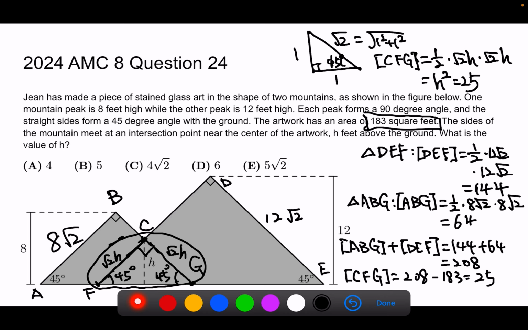Now, which number squared, which means the number times itself, is equal to 25? The answer is h equals 5. So the answer is B.